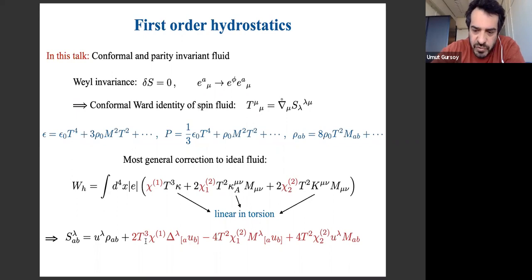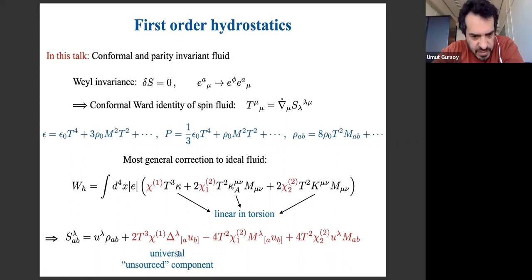So for example, if you want to look at this term, these are all proportional to the spin chemical potential. In the absence of spin chemical potential, they would vanish. But here, this doesn't. It looks like a universal unsourced component, because it all depends on whether chi1 is 0 or not. This is some transport coefficient that we don't know how to calculate unless you have a microscopic theory. But you can imagine that there is a microscopic theory where this is non-trivial, and that would produce some kind of non-trivial spin current.